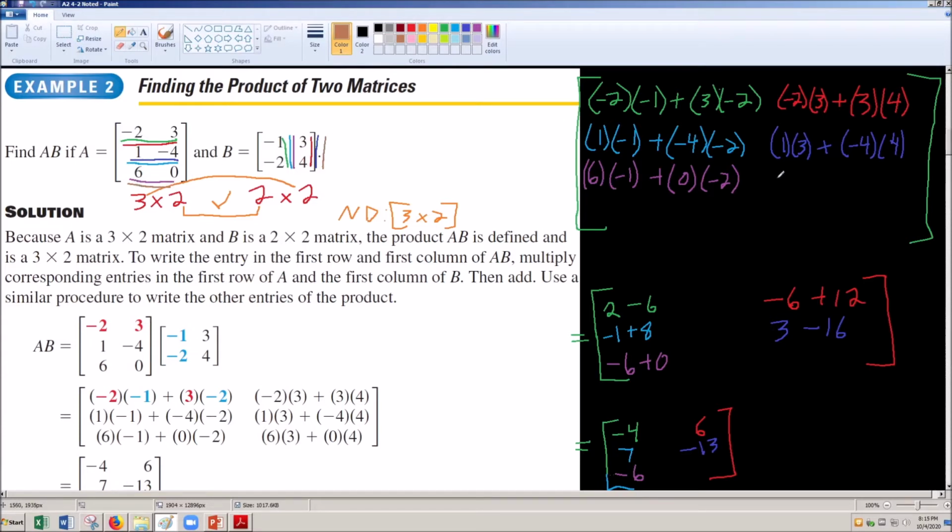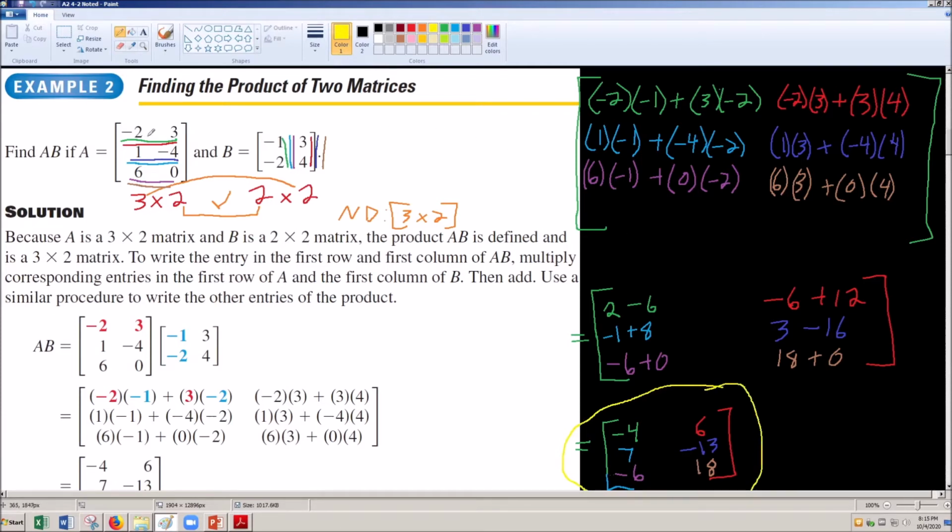So now I'm doing 6 and 3 plus 0 and 4. Pretty easy with the zeros. We get 18 plus 0, which gives me 18. So our beautiful multicolor answer right here is the final product of these two matrices.